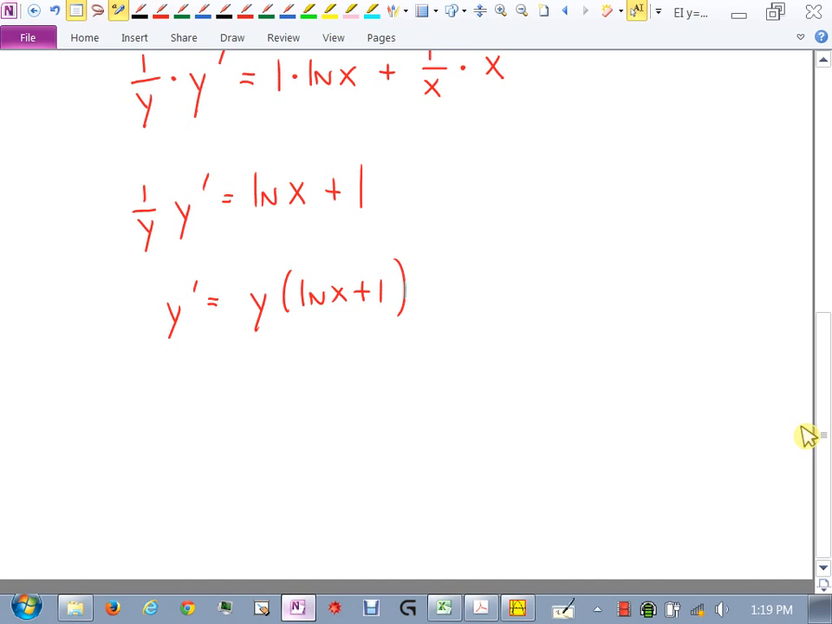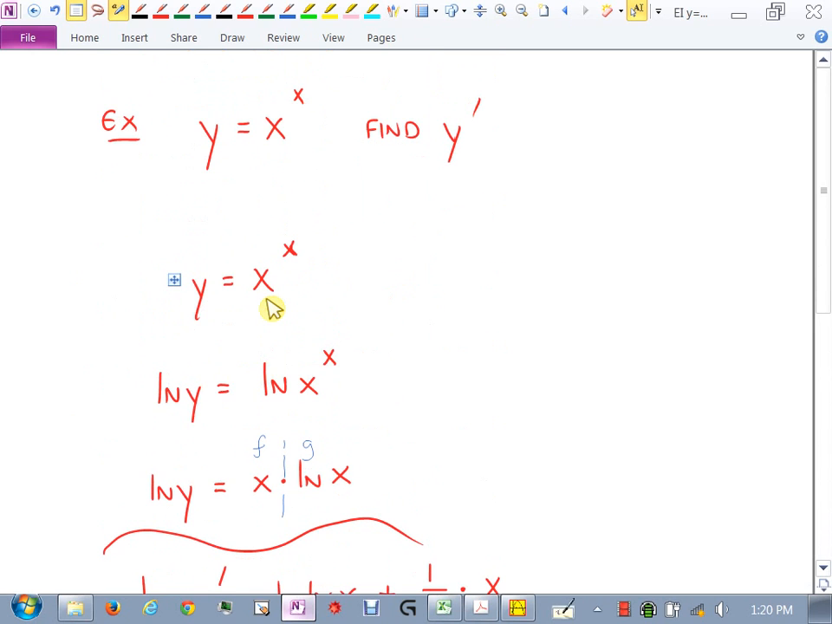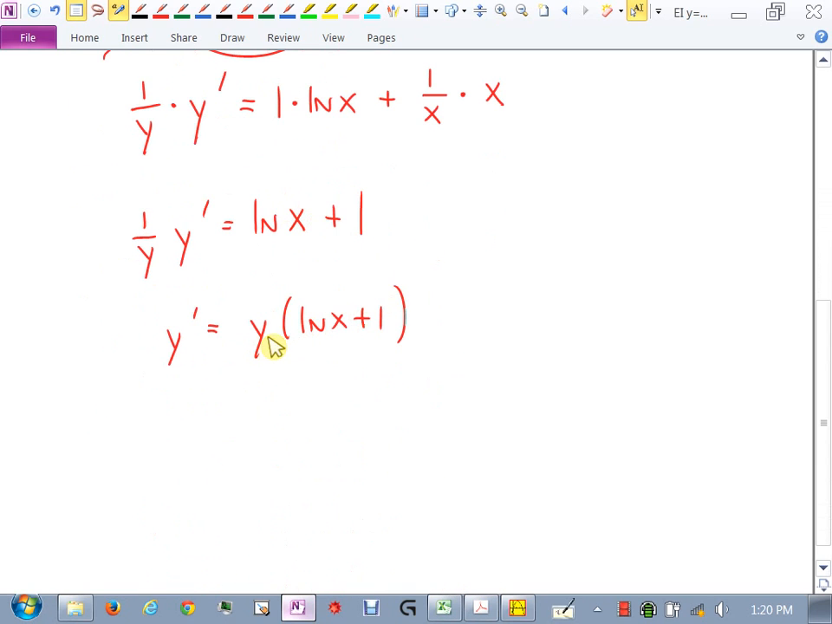All right. So that's what y prime is. Now, the problem with this is that our derivative has y in it. We'd like for it to just be in terms of x. We just go back to the very beginning. What was y? Y was x to the x. So replace this here with x to the x. So the derivative is x to the x times natural log x plus 1.